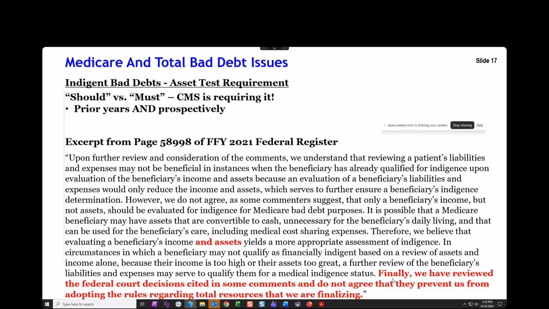CMS said, finally, we have reviewed the federal court decision cited in some comments, and CMS does not agree that they prevent us from adopting these rules regarding these total resources, income, and assets. So plenty of commenters brought up the court cases, and CMS still stuck to their guns, and they codified this. It now has the power of regulation. It doesn't mean it won't be appealed further, but now there's stronger authority behind it.